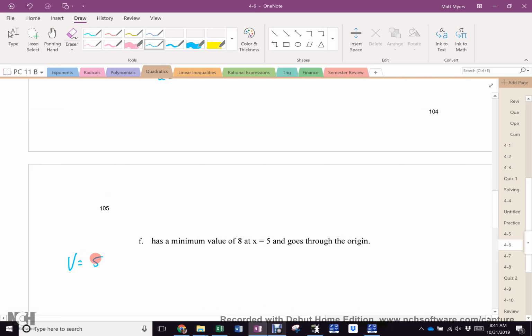(5, 8). It's got a minimum value of 8, so that means it's down here at 8, and that minimum occurs at 5. And since it's a minimum, is it a happy parabola or is it a sad parabola? It's a happy parabola because it's got a minimum. Now, do you also have an x and a y here? What is it? (0, 0).